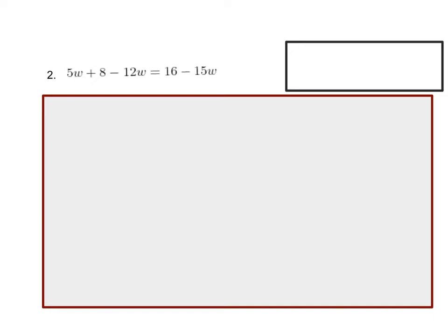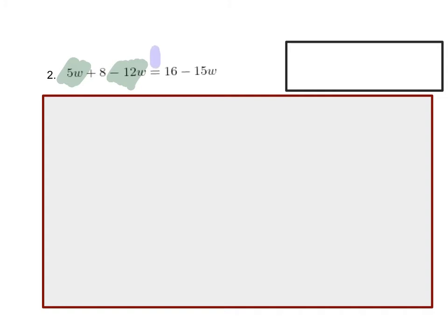Problem number 2. Let's take a look at ourselves an equation. Left-hand side looks like we have some like terms. Right-hand side doesn't look like any like terms. So let's combine like terms first. I'm going to highlight them for us. It's a w term minus 12w's. So 5w minus 12w's, and then the 8, but no one's like the 8 on that left-hand side.